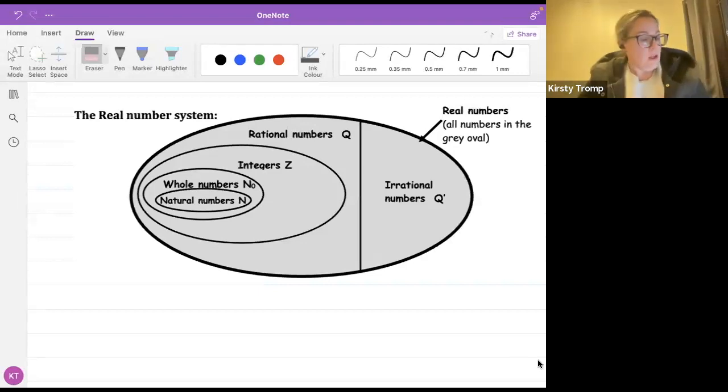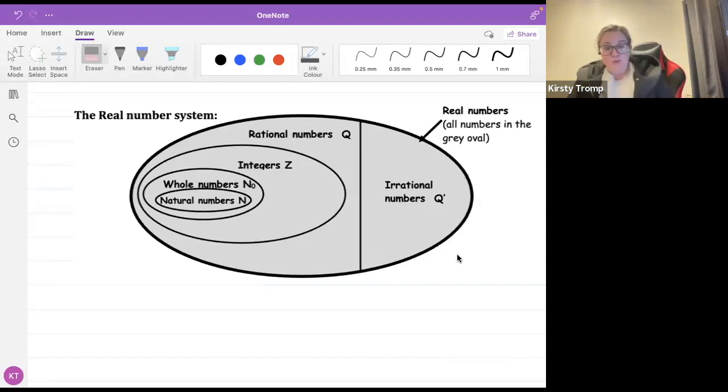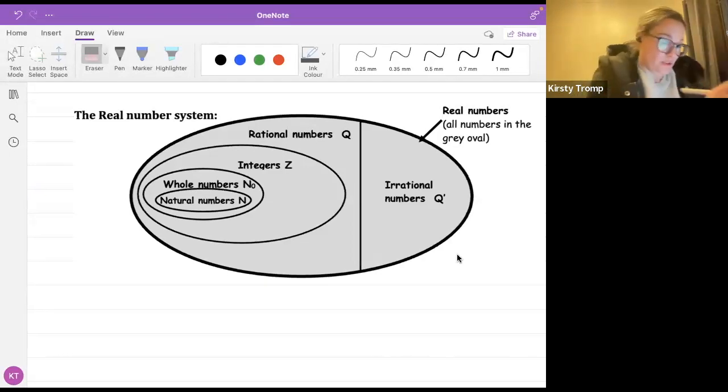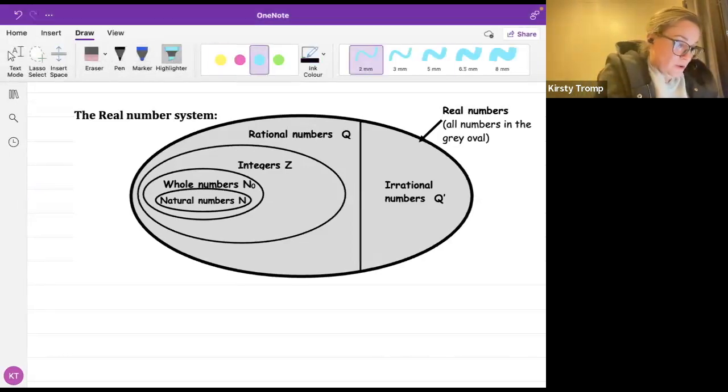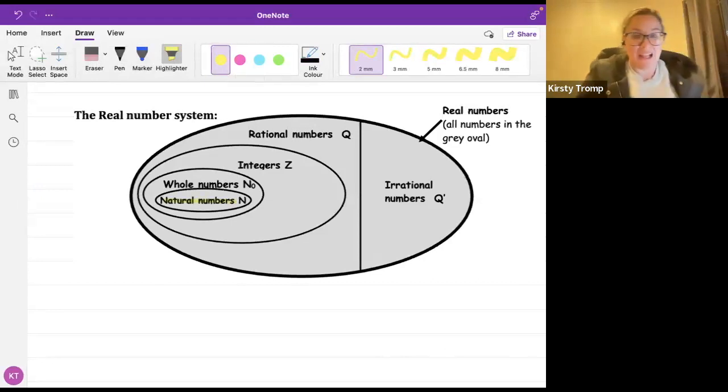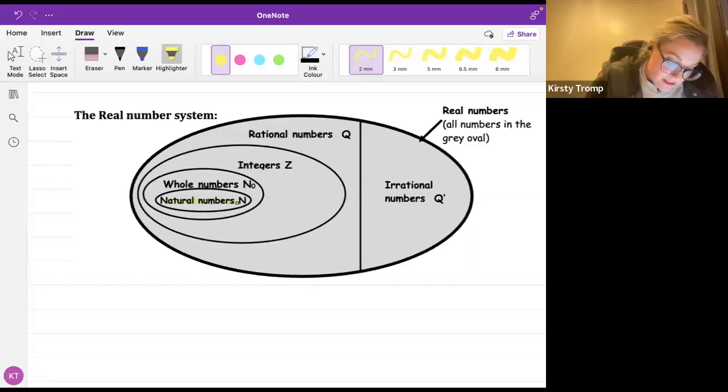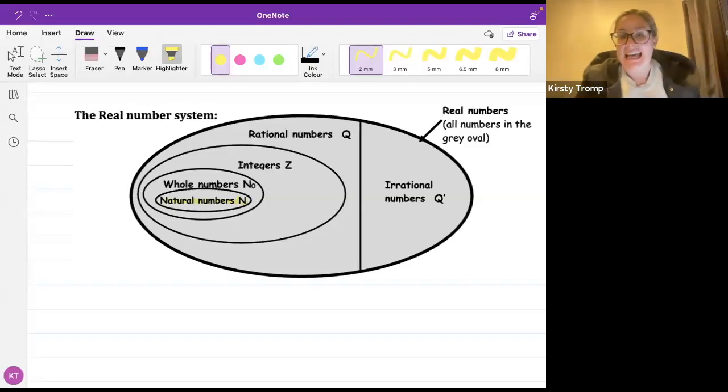All right. So we're looking at the number system. Now, all those words can sometimes be really confusing, but we're going to start right at the middle of these circles over here with what we call natural numbers, starting with the letter N.